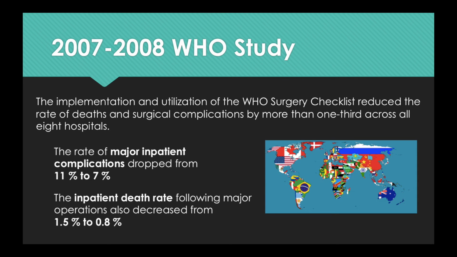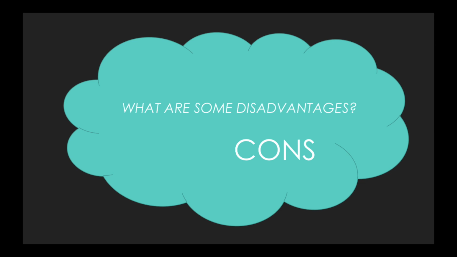The implementation and utilization of the WHO surgical checklist reduced the rate of deaths and surgical complications by more than one third across all eight hospitals. The rate of major inpatient complications dropped from 11% to 7%, and the inpatient death rate following major operations also decreased from 1.5% to 0.8%. In conclusion, the findings of the study support that the use of preoperative checklists can reduce the occurrence of sentinel events related to surgery. Here are some disadvantages to using a checklist.